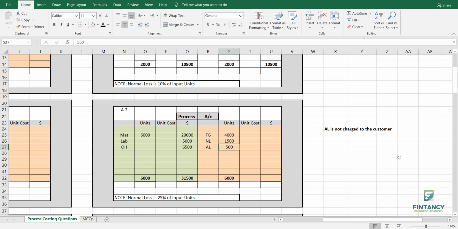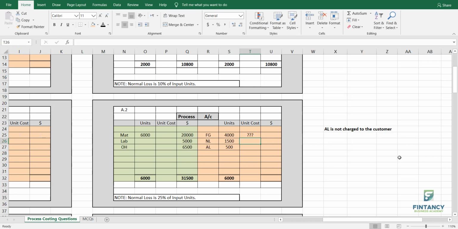Now see, there can be two reasons for abnormal loss. Either there really is a problem or the standard is wrong. See, this 25% standard may be wrong, so you have to update the standard. Okay, but this can only be possible after careful investigation. Anyways, let's move ahead.